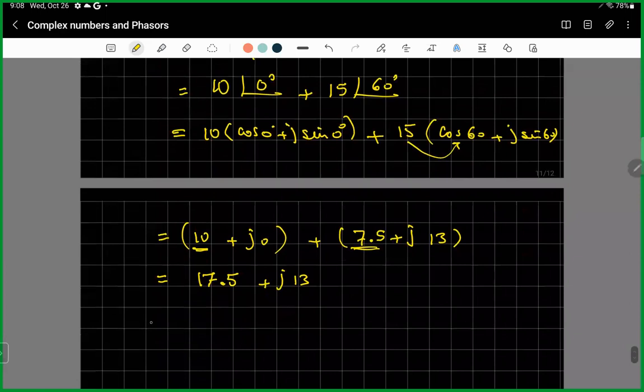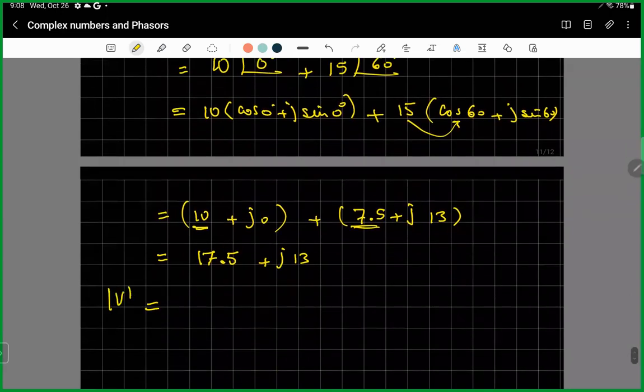But I'd like to return it back to polar. So how to return back to polar? You find the magnitude. The magnitude of the voltage will be the square root of 17.5 squared plus 13 squared. And then I'll find the square root of the result. You've got to check the answer. So that will be 21.8 volts. That's the magnitude.